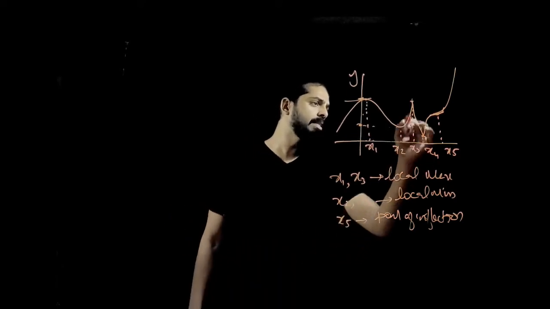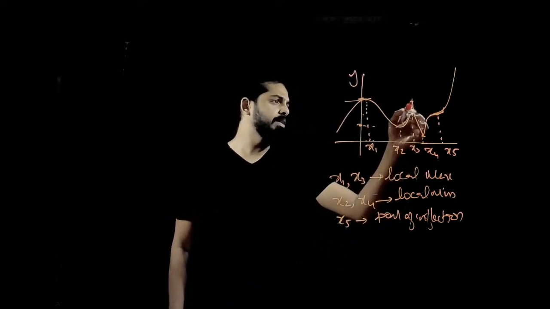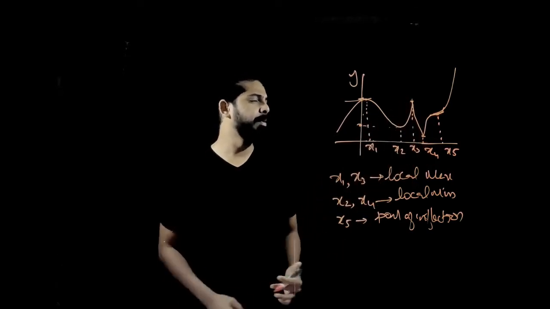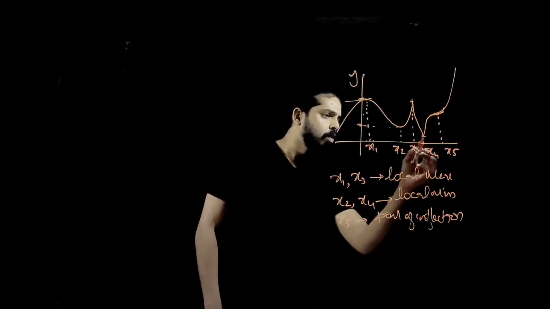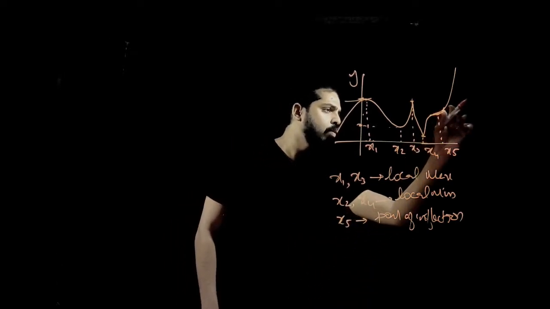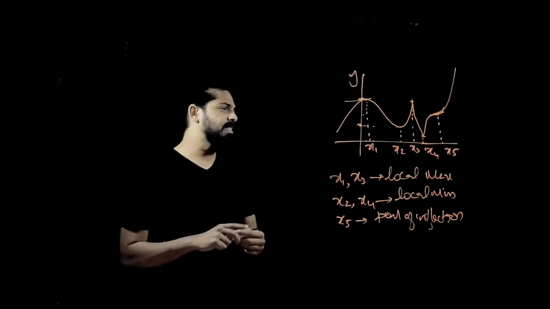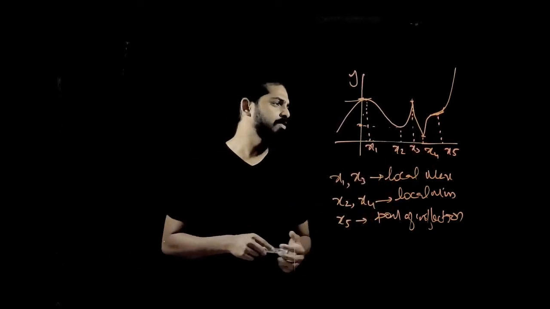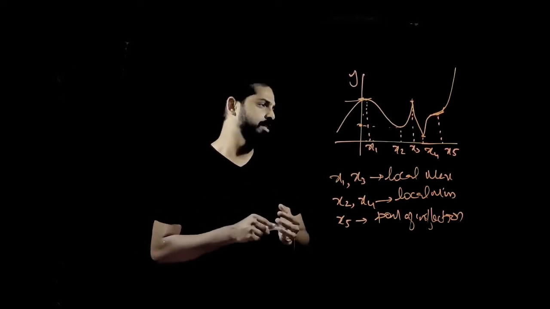Let's see what happens in x3. At x3 also the same thing happens: the value of the function at x3 is higher compared to the nearby values. And x4 is the local minimum. Let's see what happens in x5. x5 is neither local maxima nor local minima. This point x5 is said to be a point of inflection.